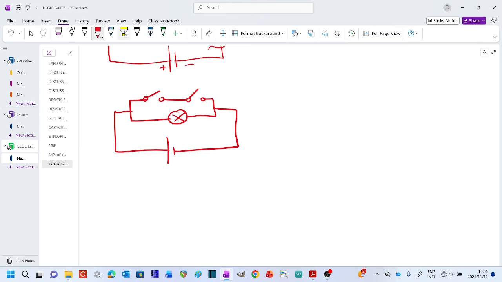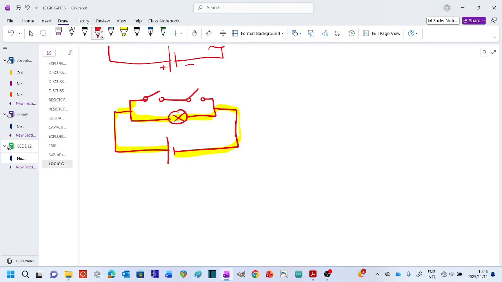Let me take the highlighter. Check, if the two switches are open, your current flow goes this way. Current comes here, and because the switches are open on top there, it won't go through, but it can go through here, through the light, and back to the negative. So when the two switches are open, when the two switches are 0, the light is on.